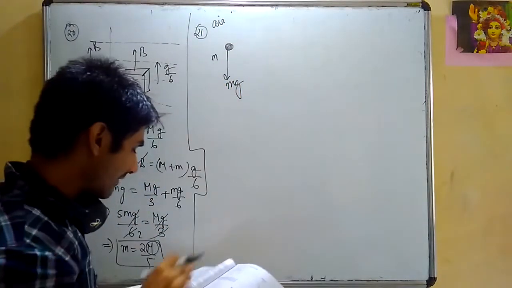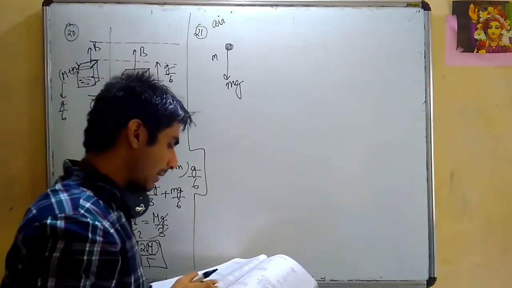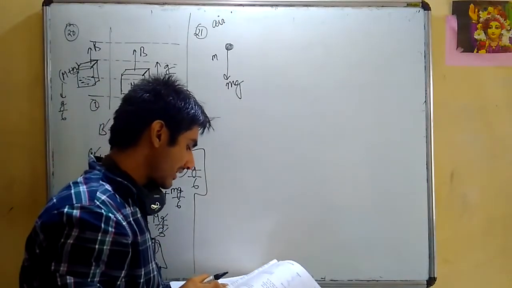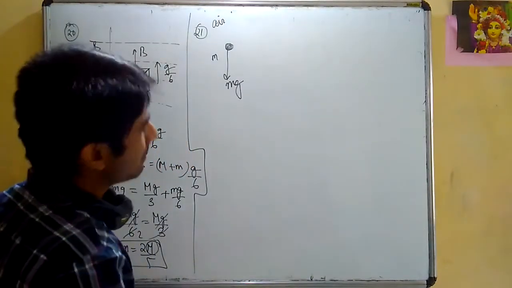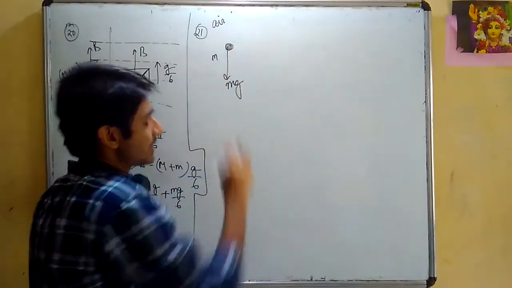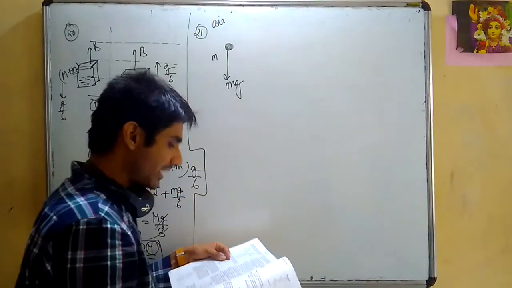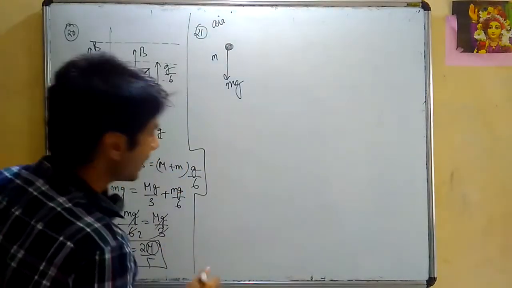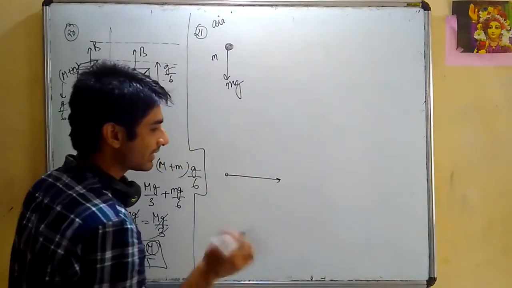Now, it is given to you in the question, with what minimum speed should a particle of mass m be projected so that it continues to move undeflected with a constant velocity? With what minimum speed should it be projected such that it moves with a constant velocity, and that also undeflected. Now you see carefully, undeflected means in a straight line. What is the meaning of undeflected? In a straight line.